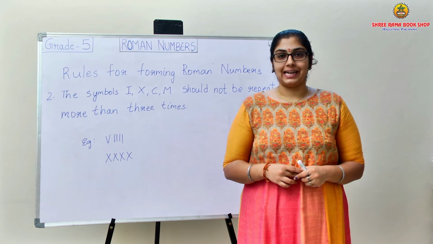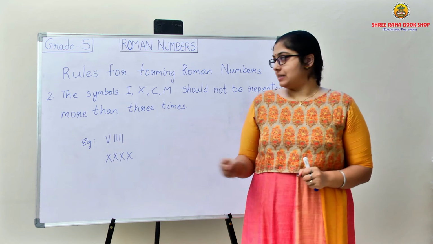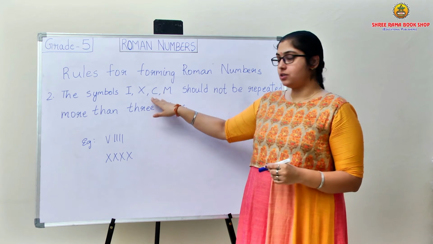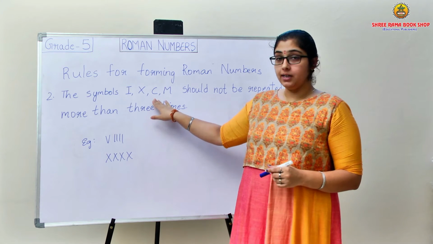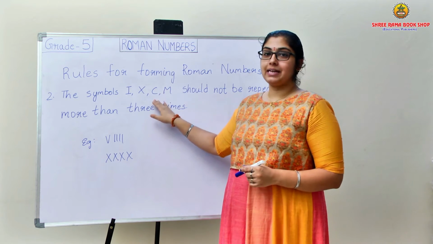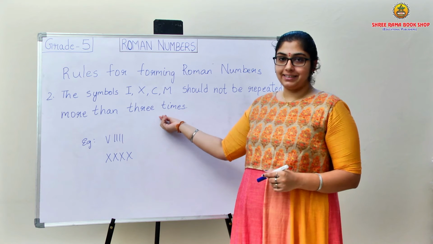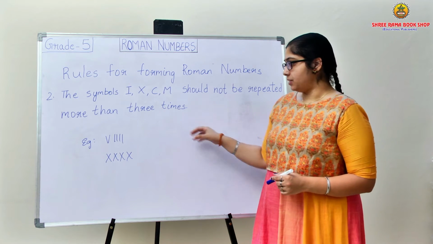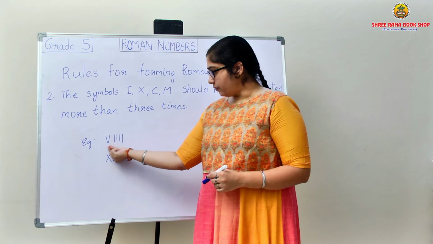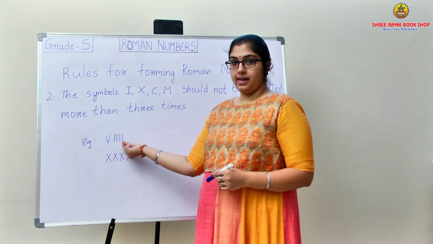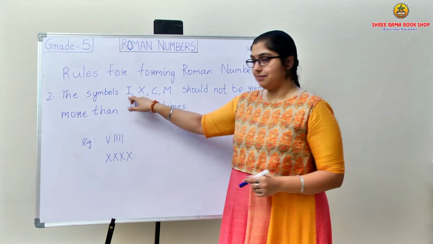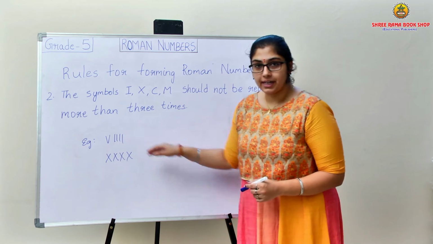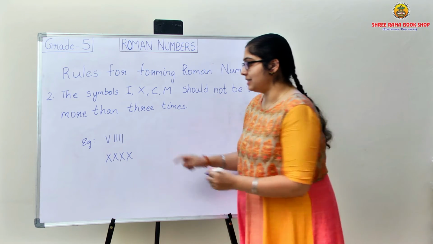The second rule states that the symbols I, X, C, M, which according to the first rule can be repeated, right? So how many times can these symbols be repeated? Not more than 3 times. For example, I have here V, I, I, I, I. Here the symbol I is repeated how many times? 4 times. So this is wrong.